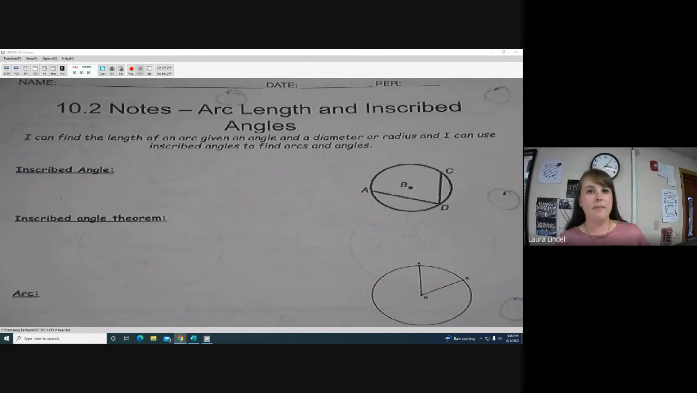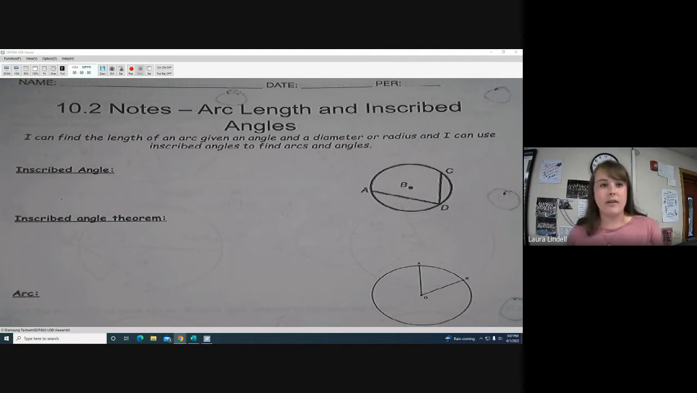All right. Hey, everyone. Today we're doing 10.2, which is all about arc length and inscribed angles. So arc length is something we should already be familiar with since we did things a little bit out of order this year. We did chapter 11, 11.1 first, and then we came back to do chapter 10. So hopefully arc length is just a refresher, and then inscribed angles is something that is new to us. So here we go.